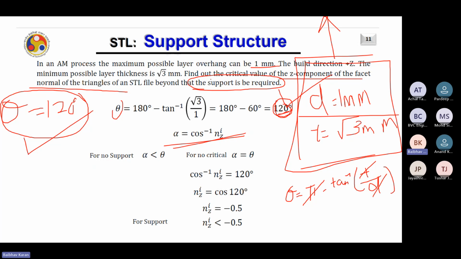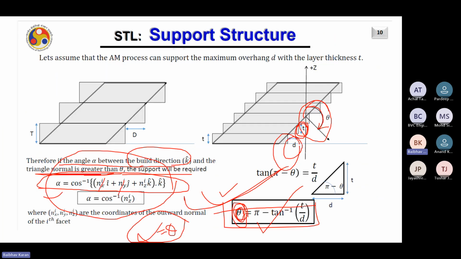Because what has it asked? It has asked you the critical value of the Z component. The building direction is the Z direction. As we are building in this direction, the X and Y components will be 0 because the building direction is Z direction. So the critical value, that is alpha, equals cos inverse NZ, because here NX, NY are 0, which is the only direction where the building takes place. That is the Z direction.